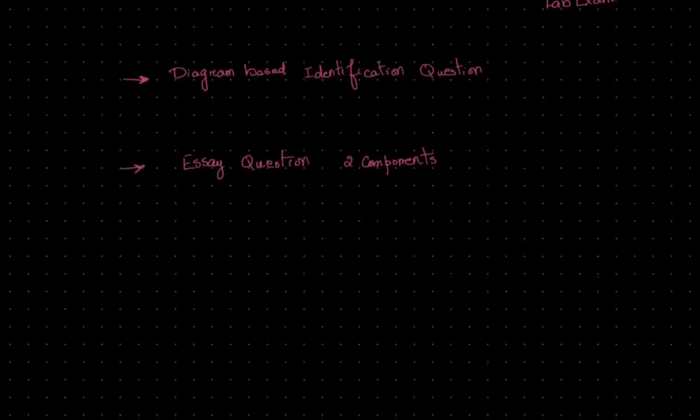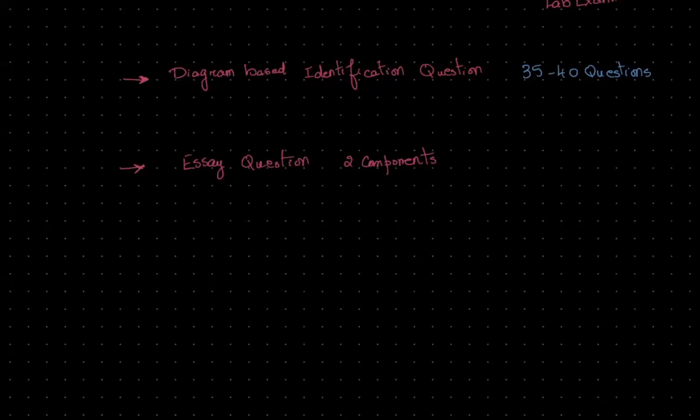For this upcoming lab exam, we do have two main components. First component is the diagram-based identification questions, and those are going to be representing between 35 to 40 questions. In which you are going to be shown a diagram related to the urinary system, and you're going to need to be able to identify the different components on that diagram.